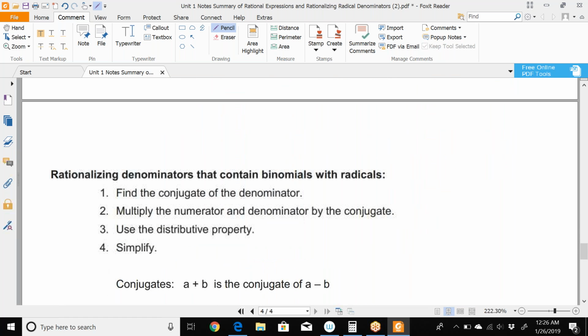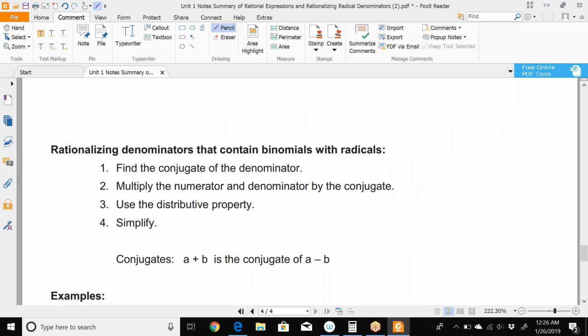Okay, the other thing that we needed to cover, and like I said, there wasn't much left to the notes, but I wanted to make sure you had them, is rationalizing denominators that contain binomials with radicals. The goal here is to find the conjugate of the denominator, and we'll make sure you understand what a conjugate is. A plus b and a minus b are conjugates. It means that when you FOIL them out, the middle terms will cancel out.